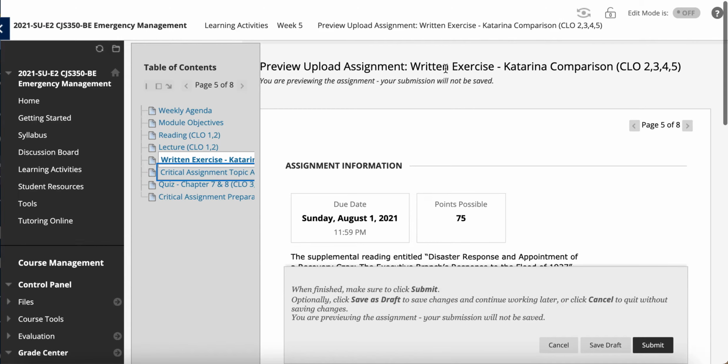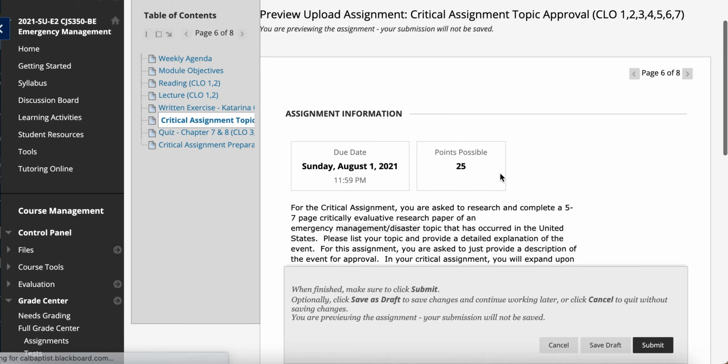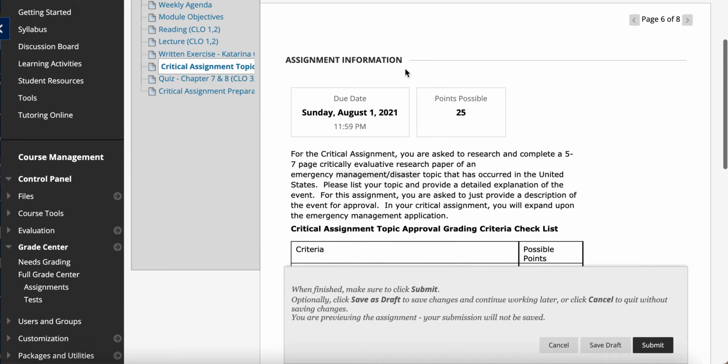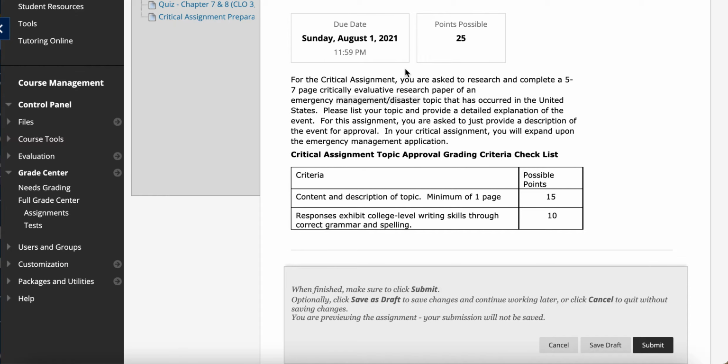Our next assignment is going to be our critical assignment approval. So hopefully through the first 4 weeks of this class, you've been able to research or to learn about some emergencies, and all that's been in preparation for us to potentially come up with a good topic for our critical assignment. So due Sunday, 11:59, that's going to be August 1st, 25 points possible.